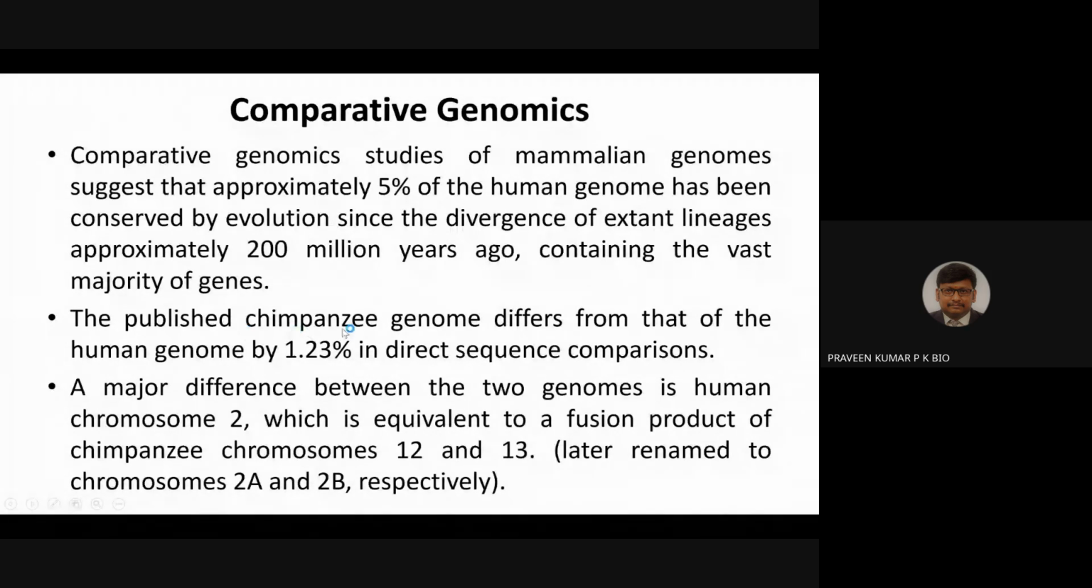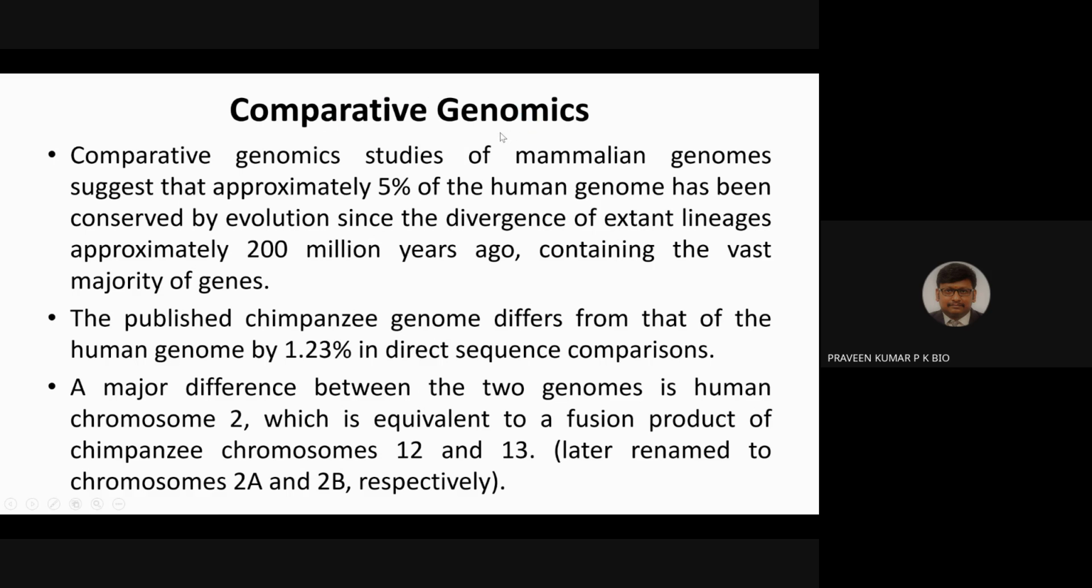If you see, the published chimpanzee genome differs from that of the human genome by just 1.23 percent in direct sequence comparison. So we are telling chimpanzee is the immediate ancestor of Homo sapiens. And the other species like gorilla, orangutan, there is much. There is no doubt in that. One can conclude only through comparative genomics.